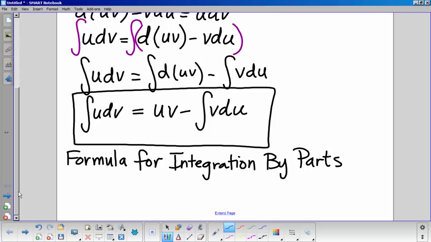Let's say it together. The integral of u dv is equal to uv minus the integral of v du.